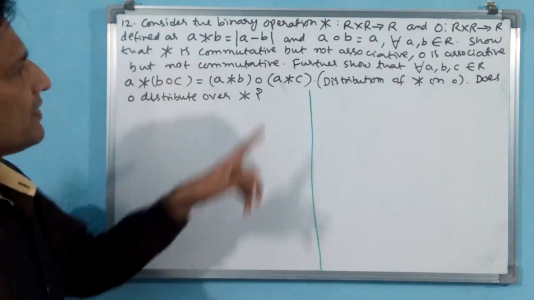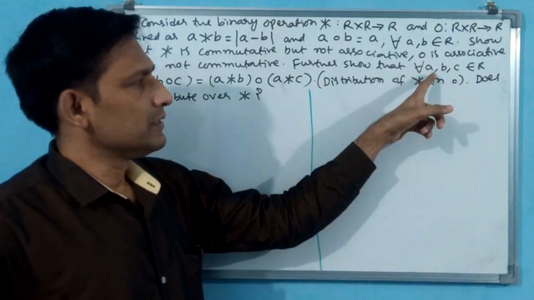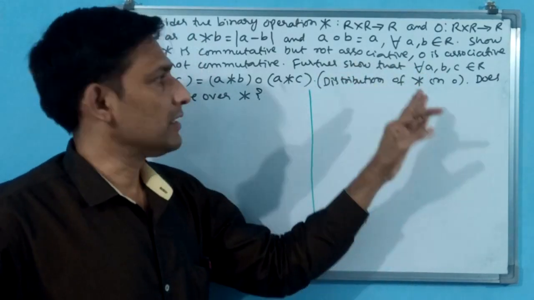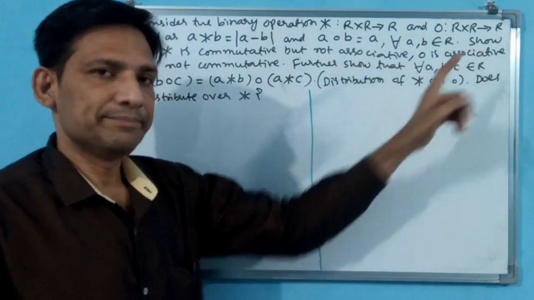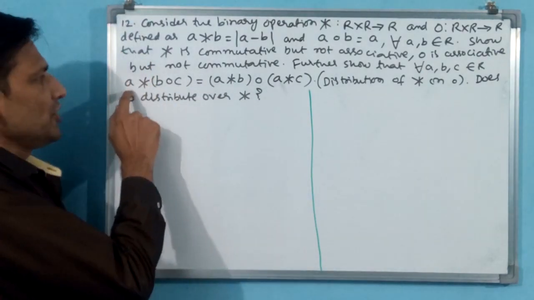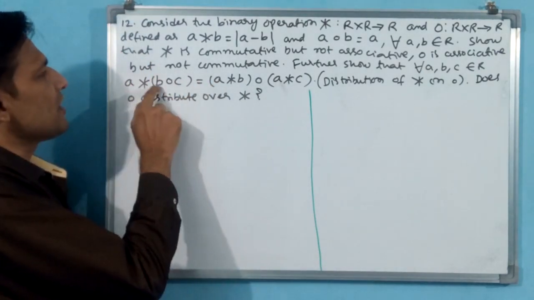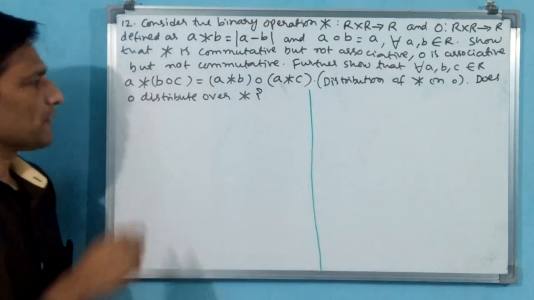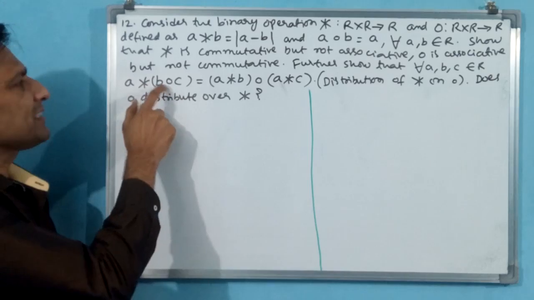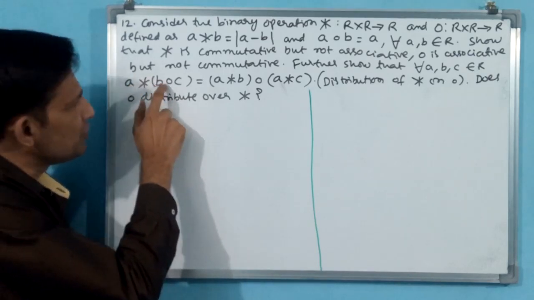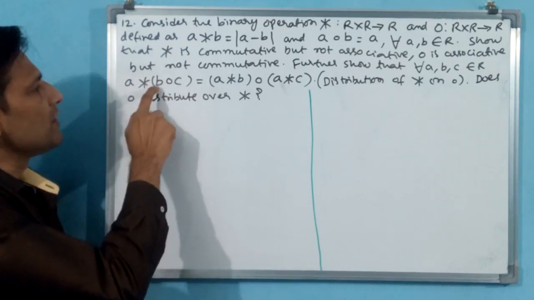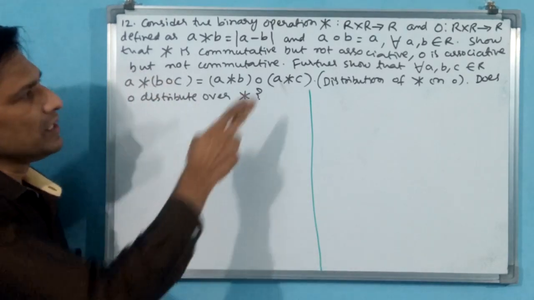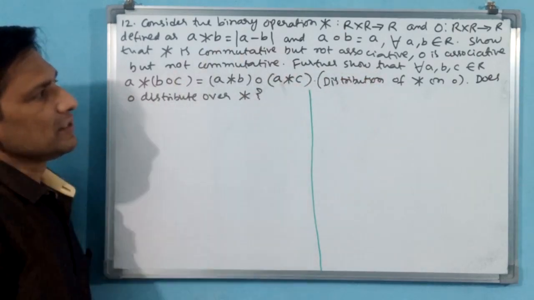Then further show that for all A, B, C belongs to R, A star (B O C) is equal to (A star B) O (A star C). That means here distribution of star on O. See, the operation outside the parenthesis is distributing over this O: B O C, A star B O A star C. That we have to show.